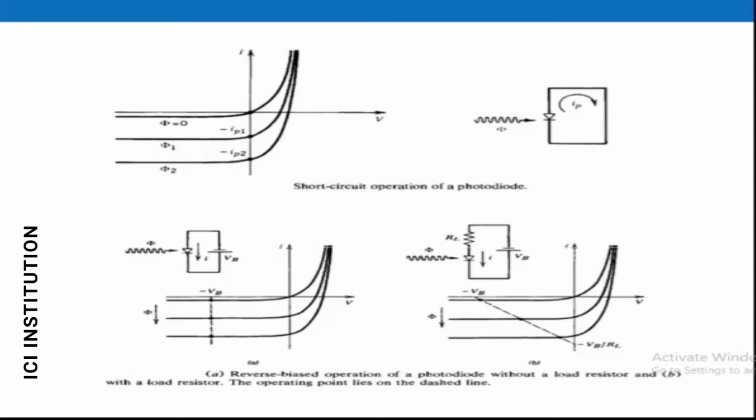The short circuit, that is V equal to 0. This mode is illustrated on this figure. The short circuit current is then simply the photocurrent IP. Finally, a photodiode may be operated in its reverse biased or photoconductive mode, as we show in the figure. If a series load resistor is inserted in the circuit, the operating conditions are also illustrated here.